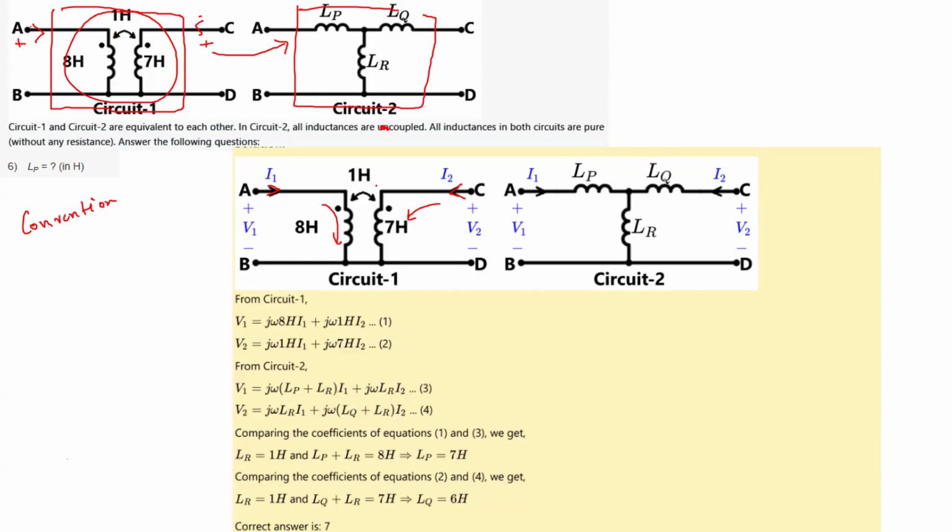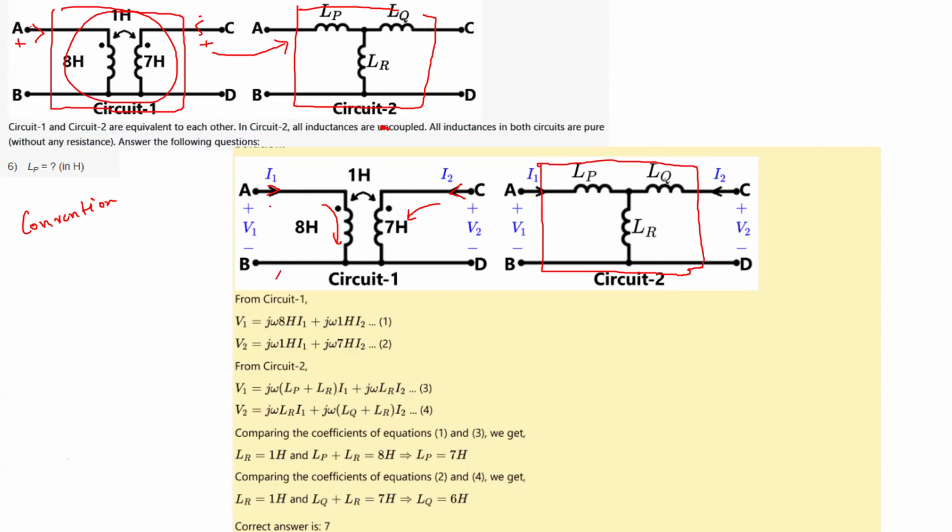So now we are saying that V1 and V2 are like this, and I1 and I2 are entering the two ports. Similarly for this black box it should be the same, because they are both the same circuit. Circuit 1 and circuit 2 represent the same system, right? So I1 and I2 are also entering the two ports here like this.